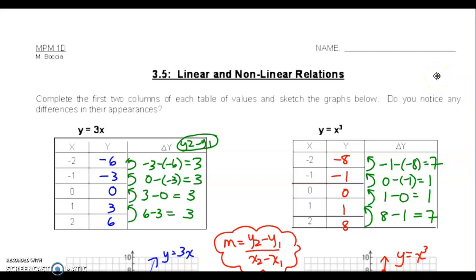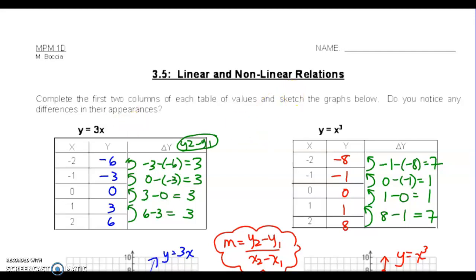Okay, so we've made it to section 3.5, the last section in chapter 3. We are looking at linear and nonlinear relations. So let's recall first, what does linear mean? Linear means that when I draw the graph, I will see a straight line. Nonlinear relations must mean, therefore, that when I draw a graph, I will not see a straight line. I will see some sort of curve happening.